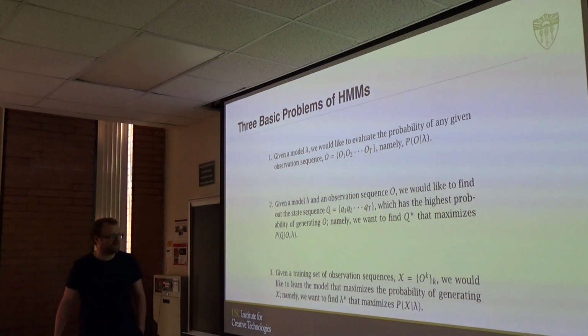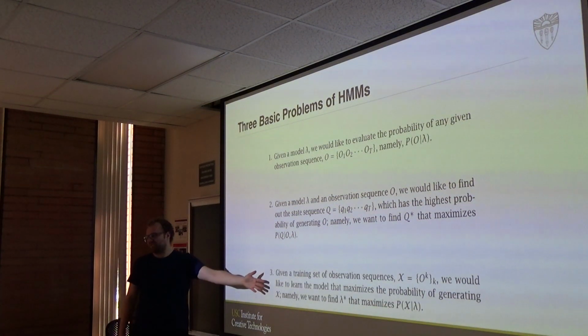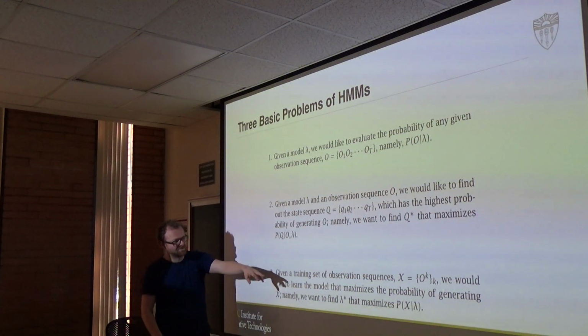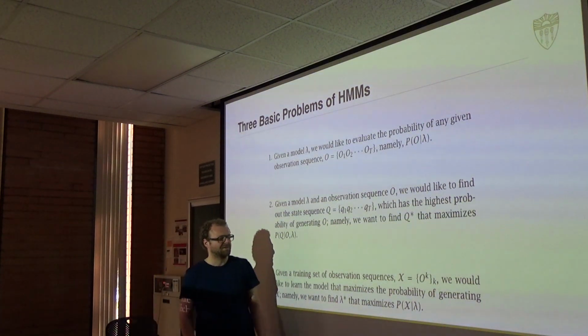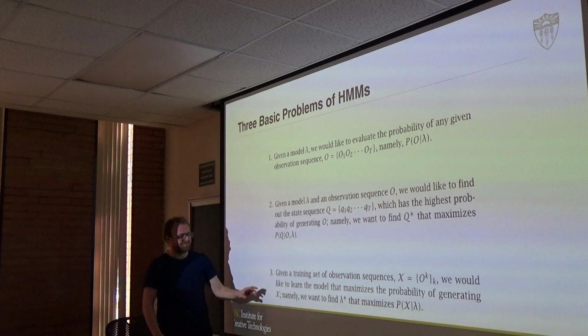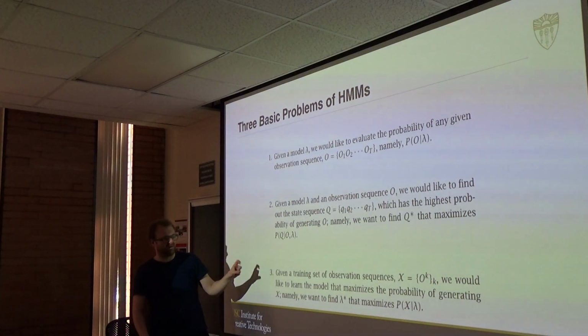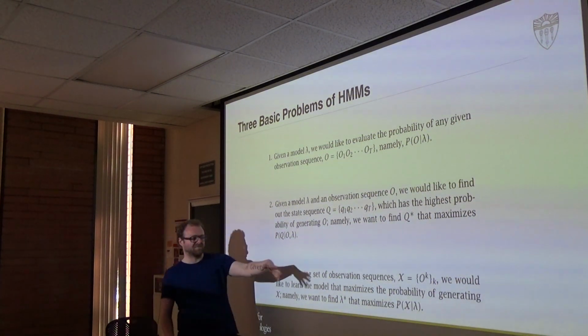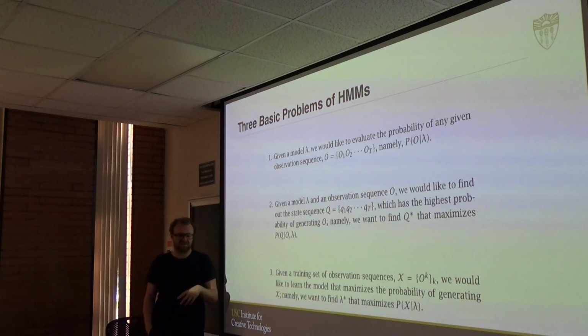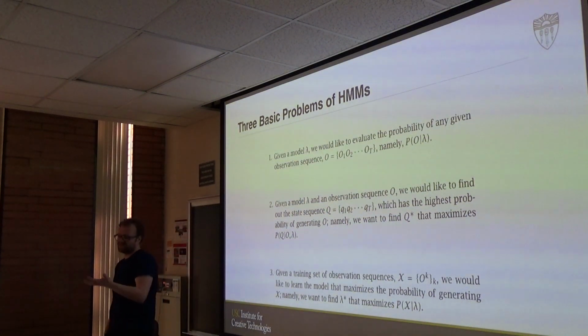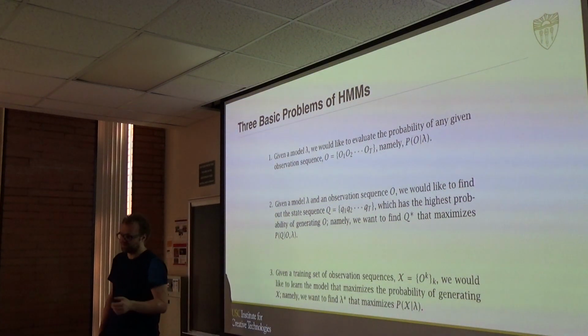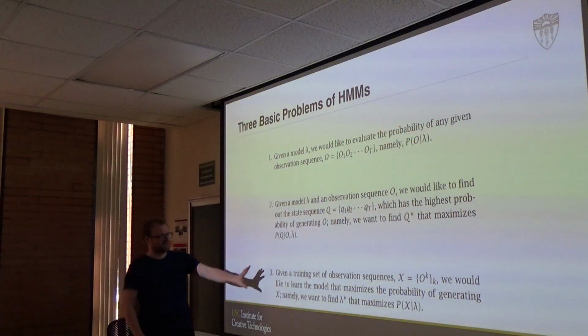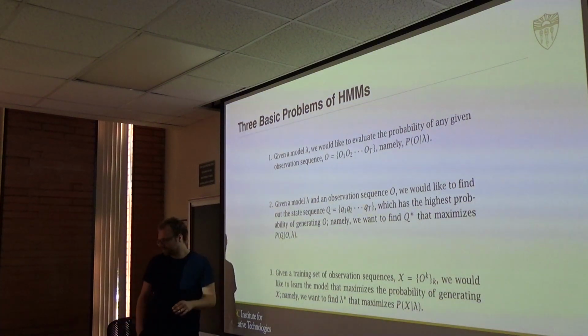And then the third problem is, how do I train them? How do I find the model lambda star that has the highest likelihood? Given a set of observations, we'd like to maximize the probability that a model generates this set of observations. Okay, so that's training a hidden Markov model.